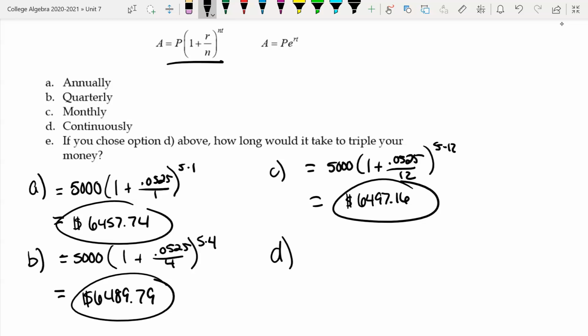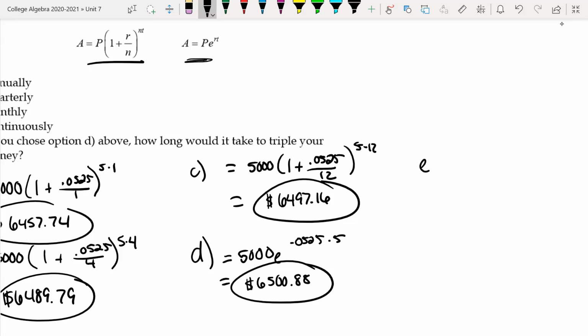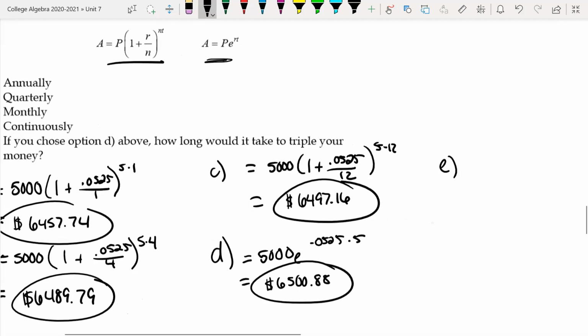D is continuously, so now you're going to use the other equation. So I'm going to say 5,000 e to the 0.0525 times 5. Should get 6,500.88. Then lastly, it says if you choose option D above, how long would it take to triple your money?